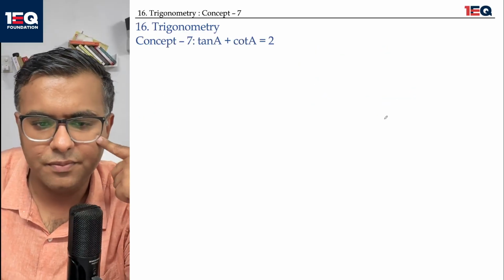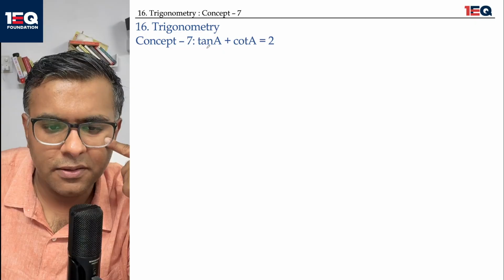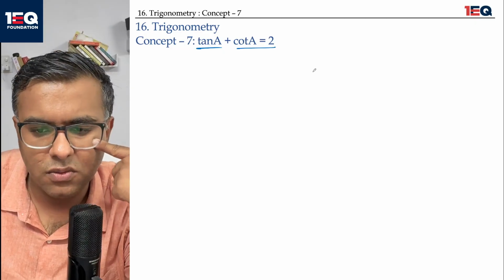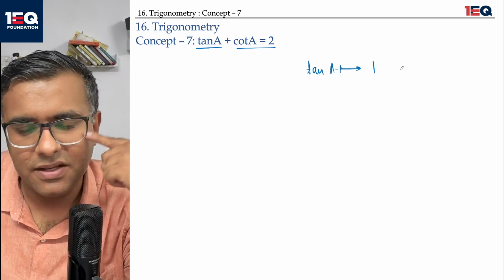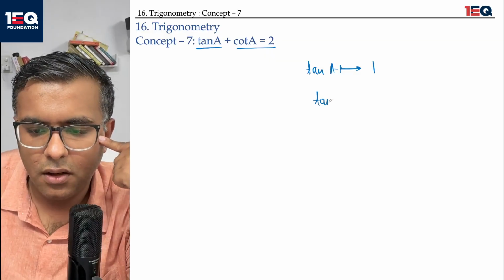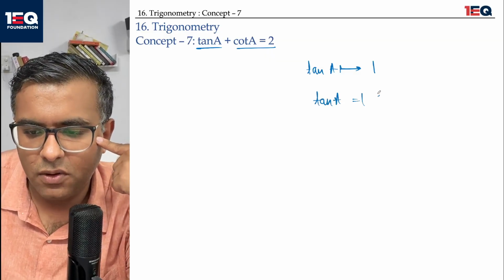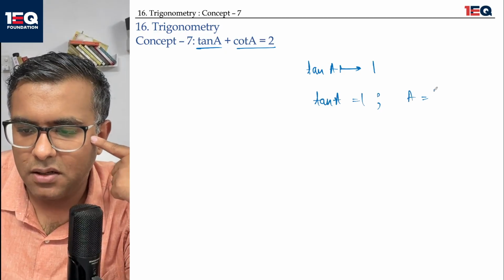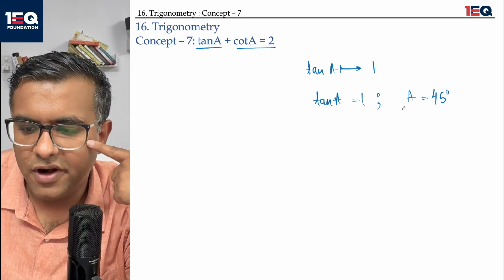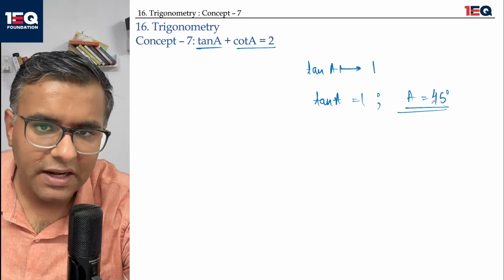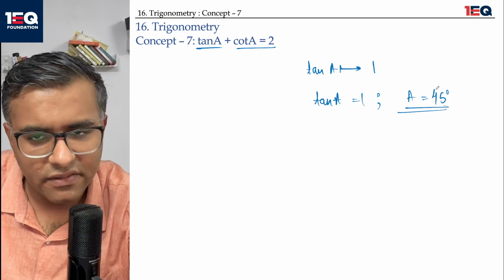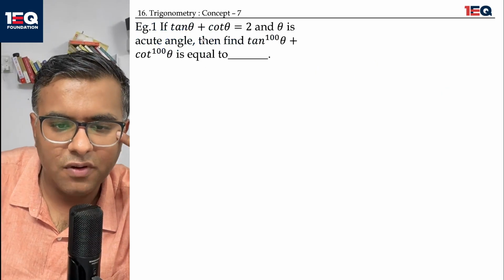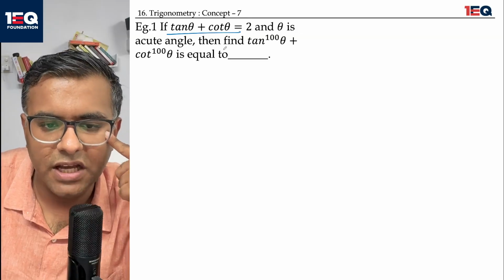Let's move forward. Same thing, tan A plus cot A is equal to 2. The value of tan A is definitely going to be 1. That is why this equation is satisfactory. The value of tan A is equal to 1 at a special angle which is equal to 45 degrees. So I can declare that every time tan A is equal to 1, the value of A is going to be 45 degrees. Okay, let me move forward and put it into perspective with the help of a question.